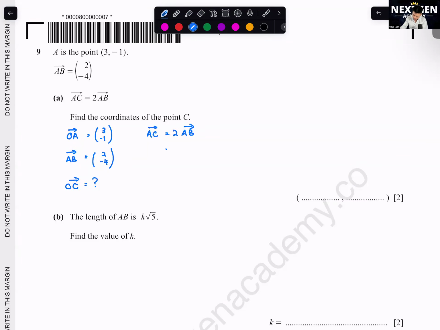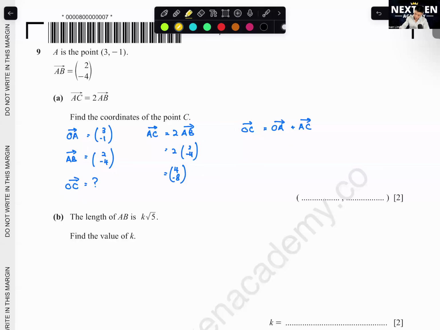Let's calculate what AC is first, then we see what we can join. 2AB: 2 times (2, -4) will be (4, -8). So we got one more vector here, AC. With all of this that's given to us, what can we link to form OC? Remember we use the head to tail method. Your first alphabet is O, then we can connect all the in-between alphabets, then the last alphabet is C. Can we say that OC is OA plus AC?